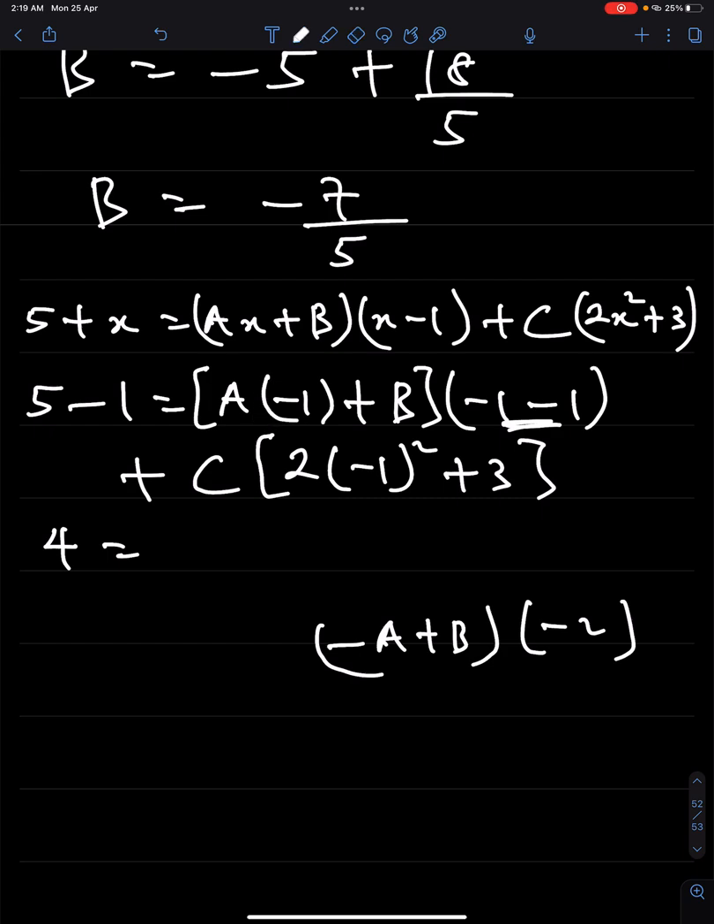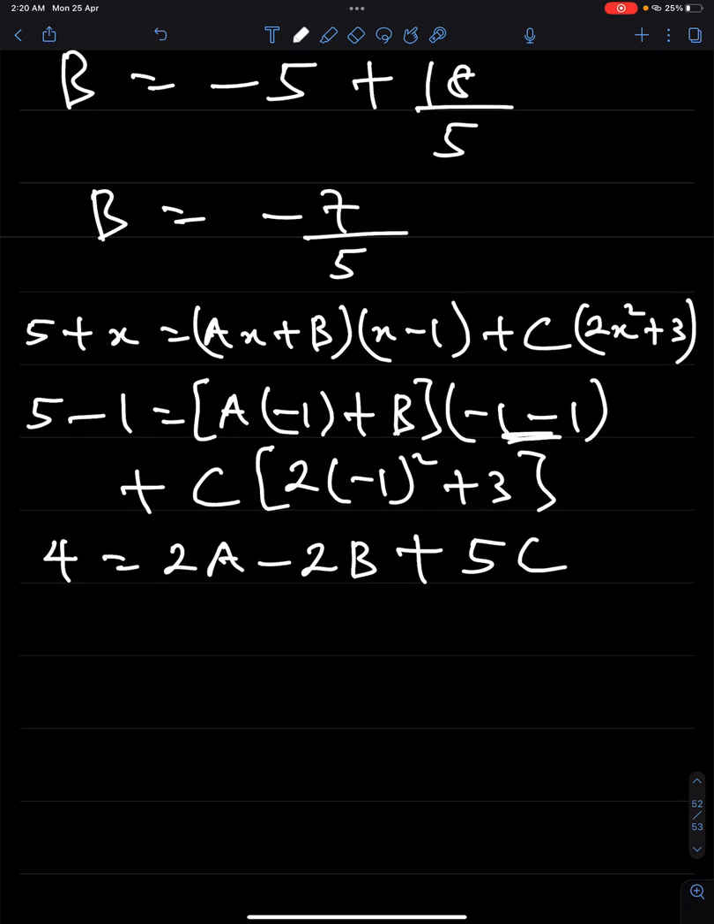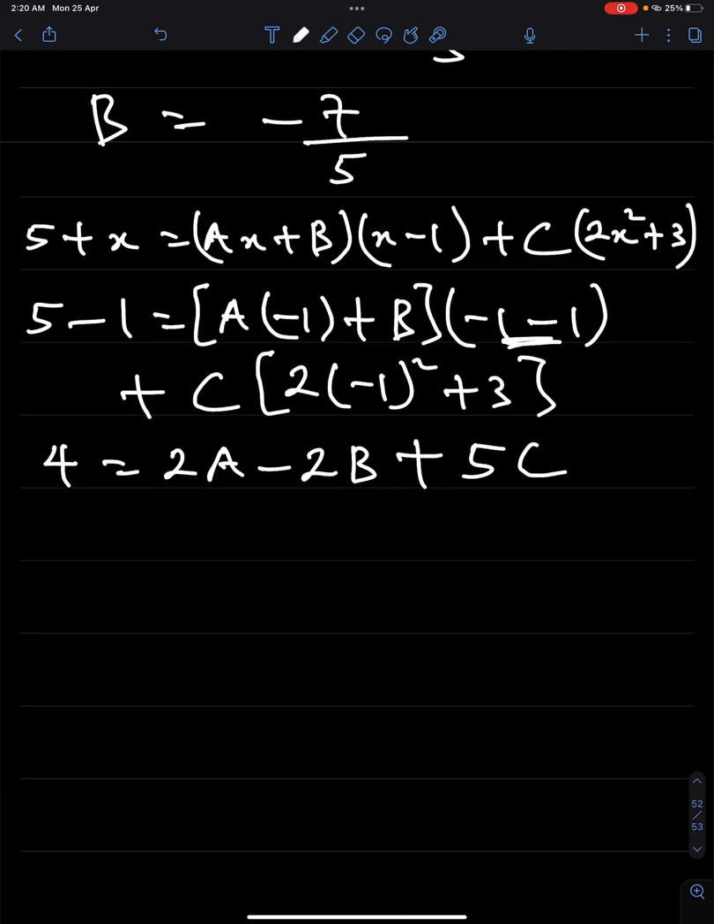That's minus a plus b times minus 2, which would be plus 2a. I'm expanding these brackets now. That's minus 2 times minus a, that's plus 2a. Plus 2a minus 2 times plus b, that's minus 2b. Now here, 2 times minus 1 squared is 1 times 2, that's 2 plus 3, that's 5 times c, that's 5c. Now I can substitute the values of b and c to get a.